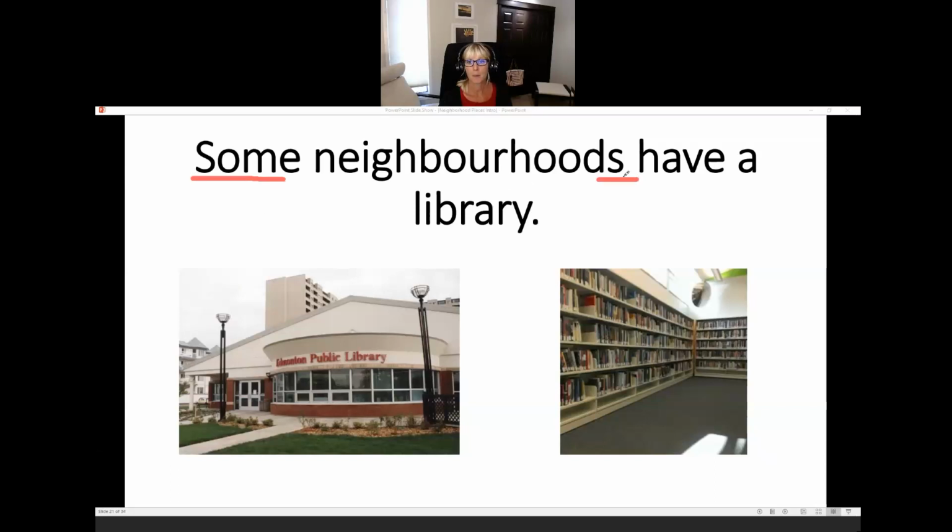Remember, the word some with neighborhoods is plural. Okay, we mean more than 1. Many is the same. Many neighborhoods have. Because it's plural, I need have. Oh, my mouse isn't working. Many neighborhoods have. Some neighborhoods have. I need to use have because of the plural. Remember, remember. Some neighborhoods have a library.